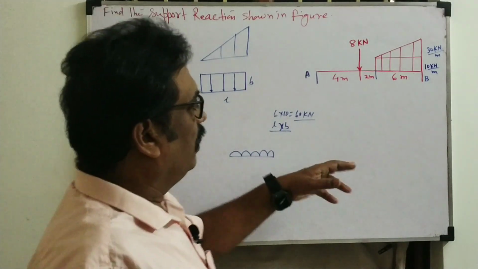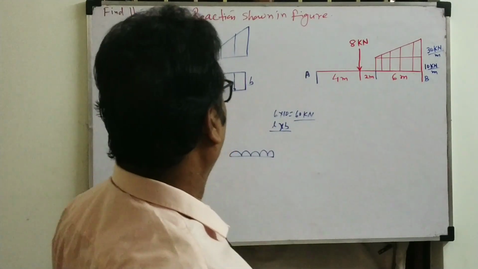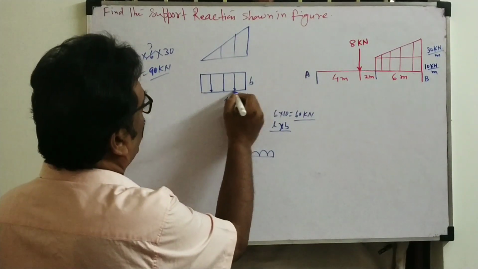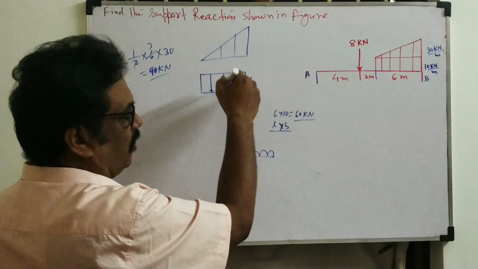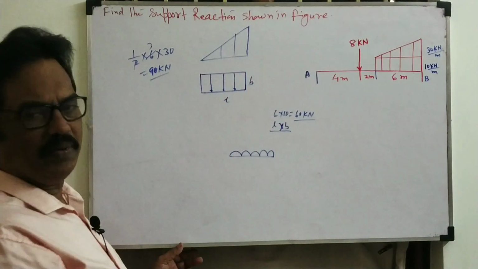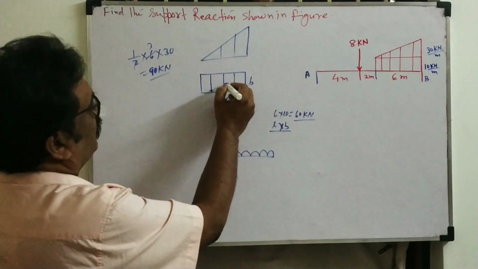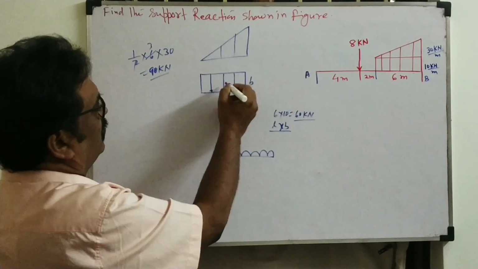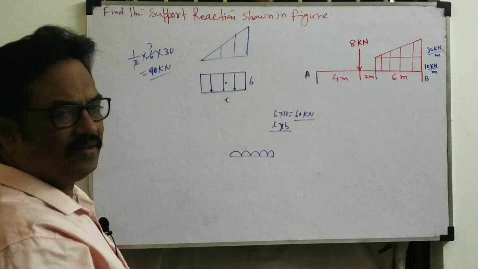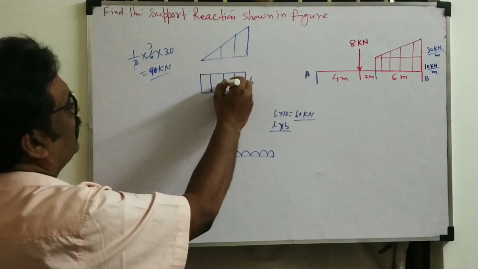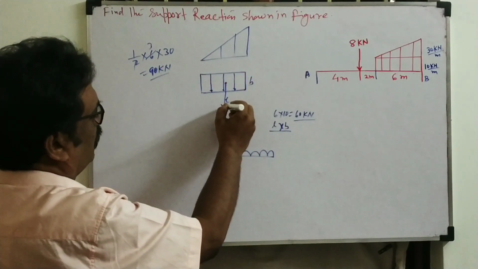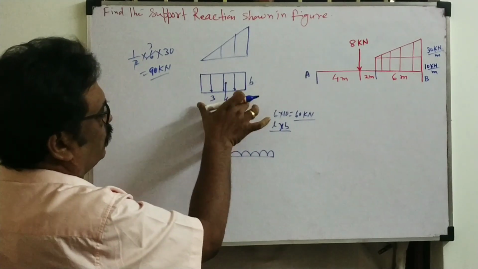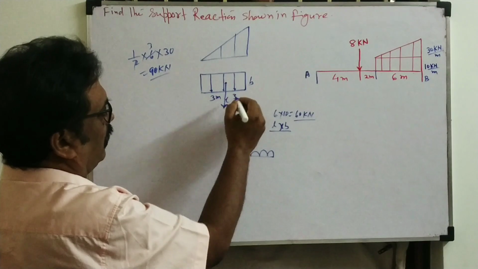The load I know. Then where will the load act? For the UDL, where will the load act? At the middle point. Why? Because for a rectangle, the center of gravity is at the middle. The center of gravity is the particular point where the entire body weight acts. So the load will act vertically downward in the middle only. What is this distance? 3 meter. So the UDL load will act in the middle.